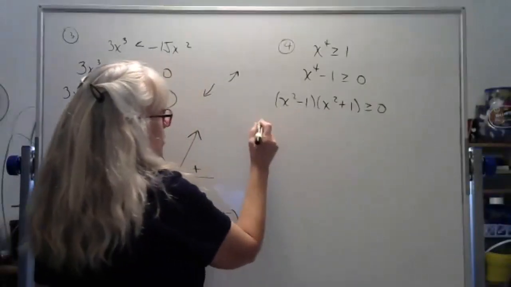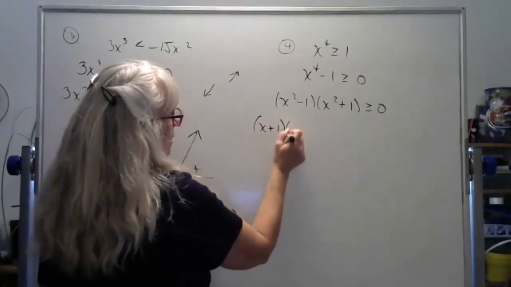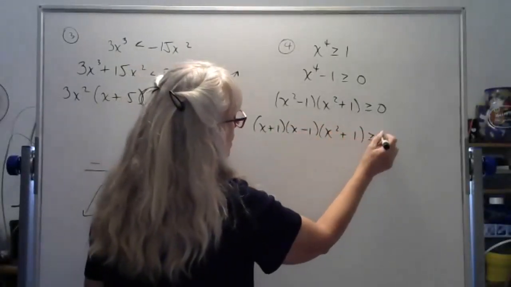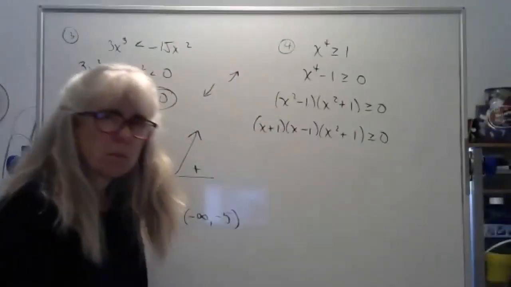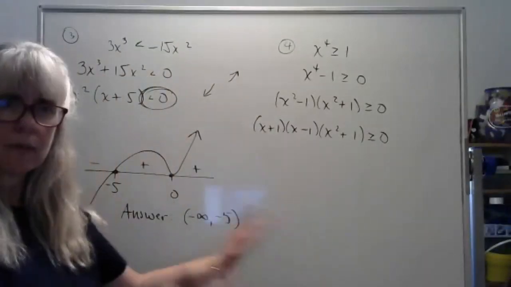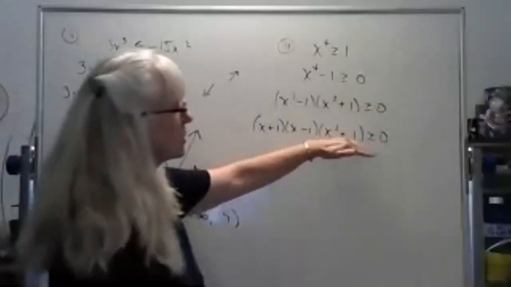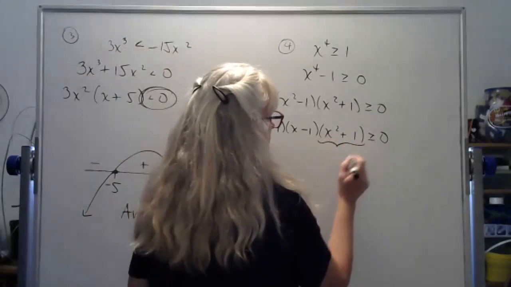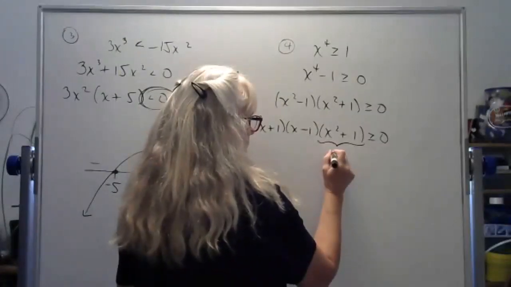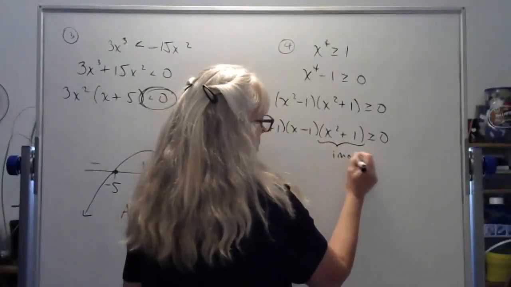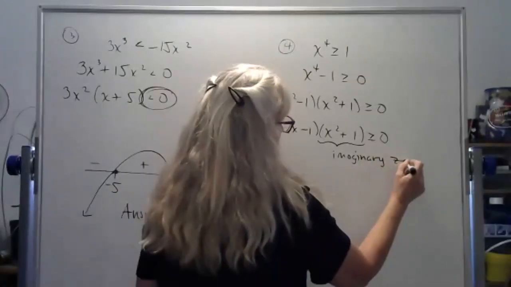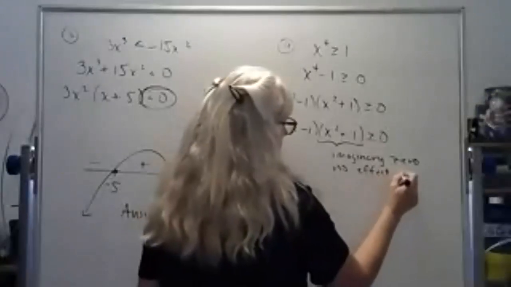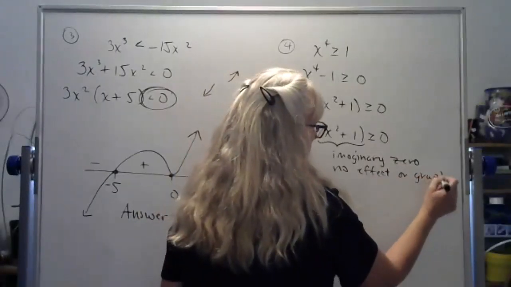X squared minus 1 factors even further into x plus 1, x minus 1. The x squared plus 1 does not factor in the real number system. That would give me i's, which we saw at the end of last week. Because those are giving me i's, they don't impact the graph. I'm just going to ignore it. So I'm going to make a note to myself that this is an imaginary 0. It has no effect on the graph. So I can pretty much just ignore it.